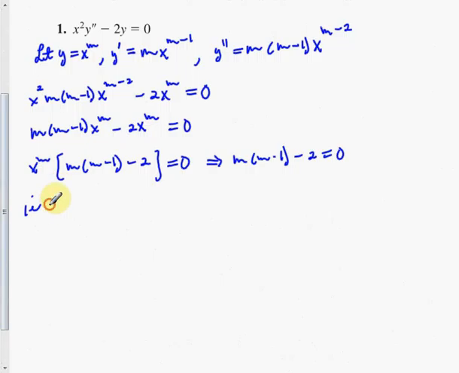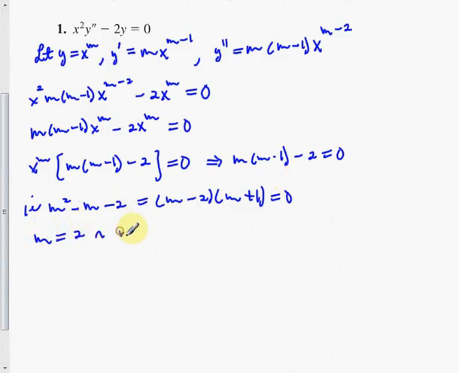That is, we simplify that. This is m squared minus m minus 2. We can factor that. This is m minus 2 times m plus 1 equal to 0. So we get m equal to 2, and m is equal to negative 1. So by the superposition principle, the complementary solution is y is equal to c sub 1 times x to the second plus c sub 2 times x to the negative 1.